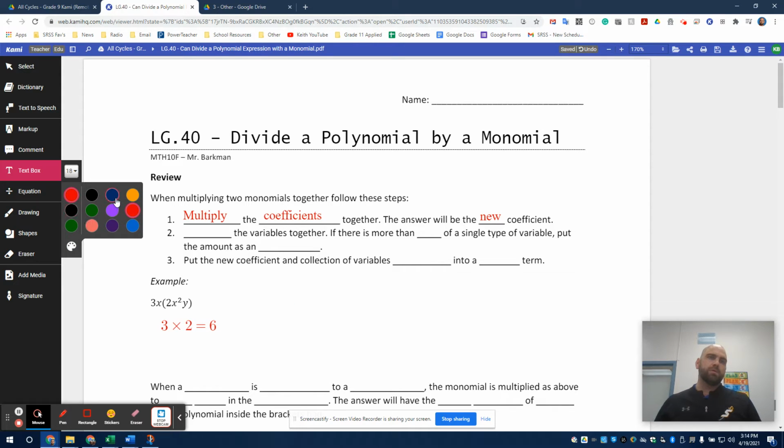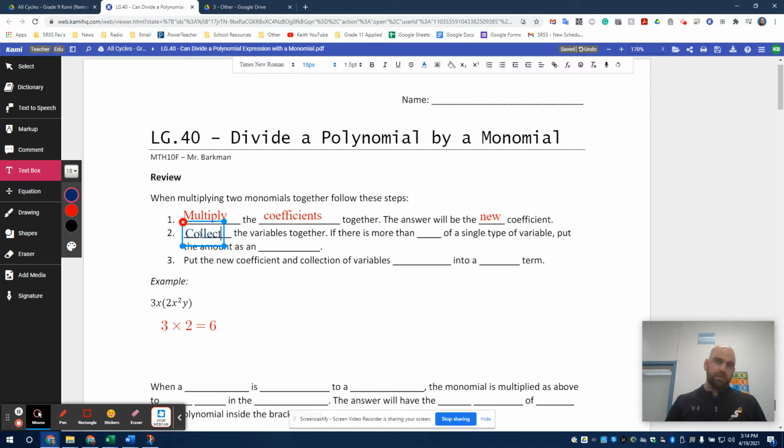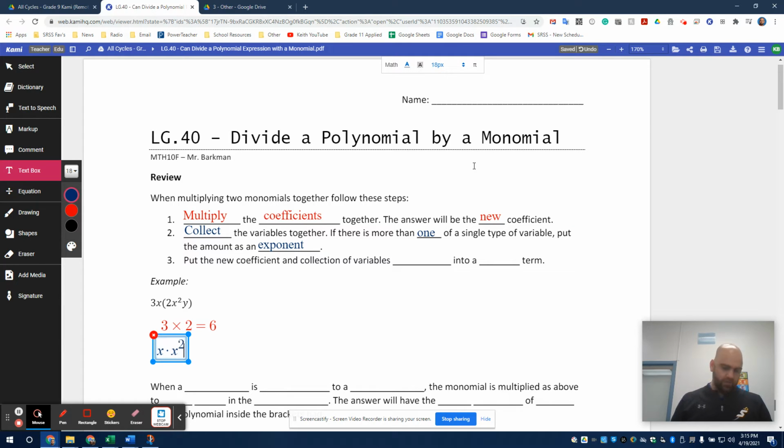The next thing we need to do is collect the variables together. If there is more than one of a single type of variable, we need to put the amount as an exponent. One is simply going to be one of them. Here we have 1x, but here we have more than 1x. So we're going to have x and x squared y. We have 2 x's and 1 x, so that is 3 x's, and there's only 1 y, so we just leave it as y. You can put a 1 there if you really want to, but we never do that.